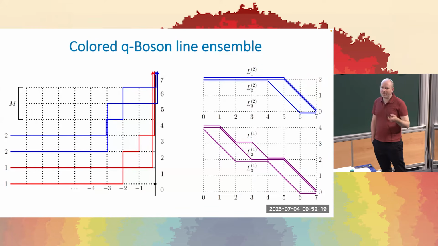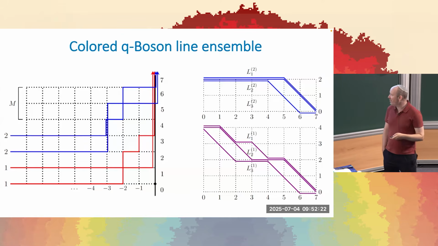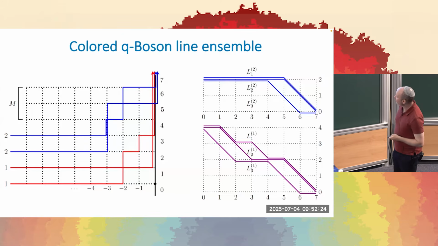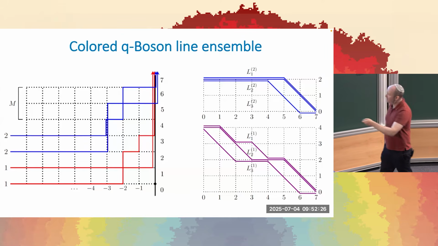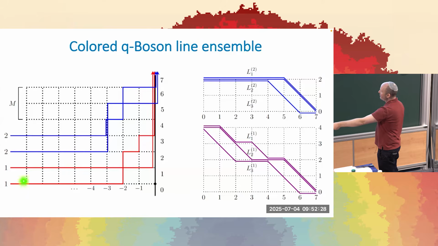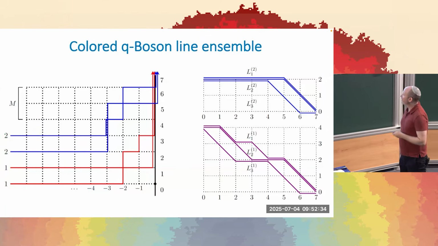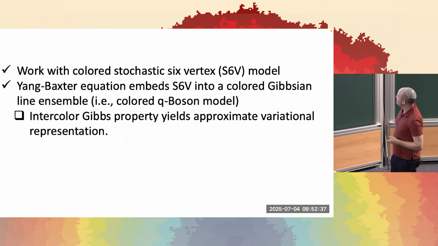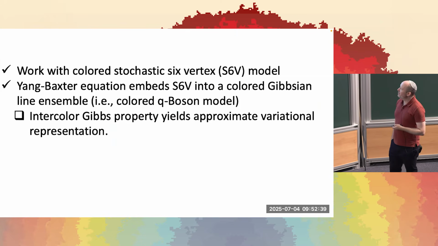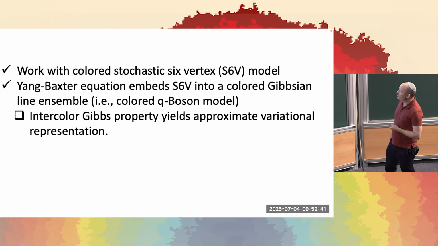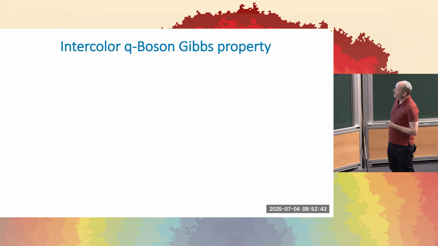Okay, if we can do that, then we will have extracted the scaling limit of at least the 2-color version of the stochastic 6-vertex model. You know, we should imagine taking the number of colors here to be large. You know, each one of these is growing in some manner, and that's what we're going to study. Okay, so there are 2 Gibbs properties coming from this Q-boson model that will be very useful for us.